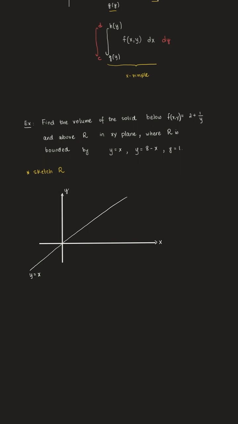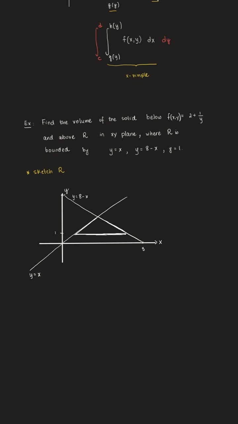That's a line that intersects the y-axis at 8, has a slope of -1, and has an intercept on the x-axis also of 8. So it's going to be something like this. And y equals 1. So this line is y equals 8 minus x, and y equals 1 is a horizontal line at 1. So it looks like this region is a triangle.